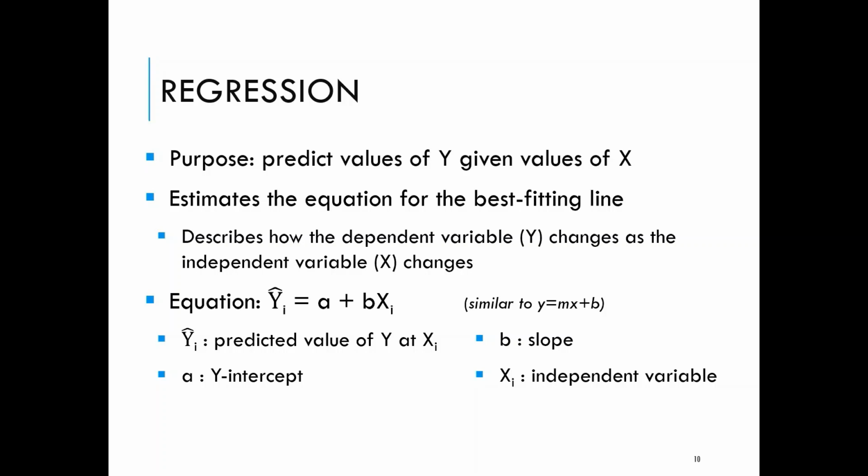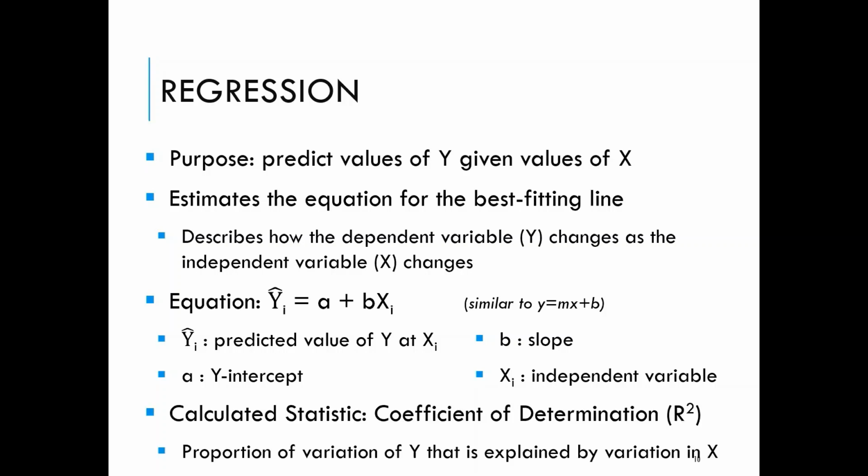So here the important things to look at are a, which is the y-intercept value, and b, which is the slope. Then we have x and y, where x is that independent variable and y is that predicted value of y at x. The resulting calculated statistic for the regression analysis is the coefficient of determination, and this is notated with a capital R squared. R squared defines the proportion of variation of y that is explained by the variation in x. And that's kind of a weird conceptual topic. I'll have some slides showing what that looks like graphically to hopefully clear that up a little bit.